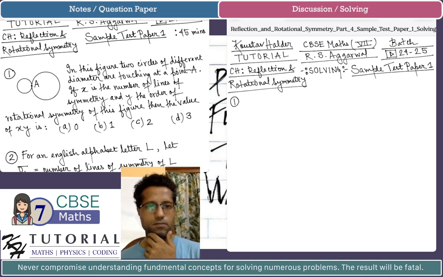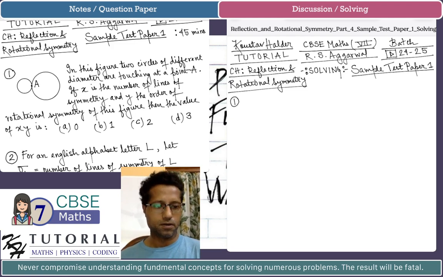Okay, the first problem. It is given that in this figure two circles of different diameter are touching at a point A. If x is the number of lines of symmetry, and y the order of rotational symmetry of this figure, then the value of x into y is. So it is saying that x is the number of lines of symmetry and y is the order of rotational symmetry of this figure. Then the value of x into y is.